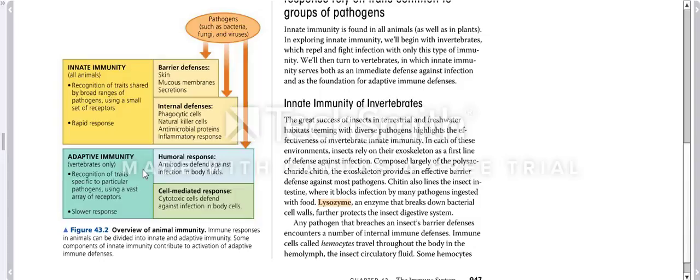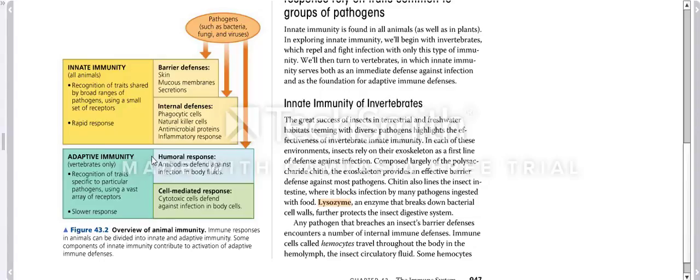Now, adaptive immunity is separate in a couple of ways. First of all, it's not present in plants or invertebrates. Secondly, adaptive immunity is slower because it needs innate immunity to take place before it can be set into motion. Now, adaptive immunity is what encompasses the use of antibodies and cytotoxic cells, which both defend against infections.